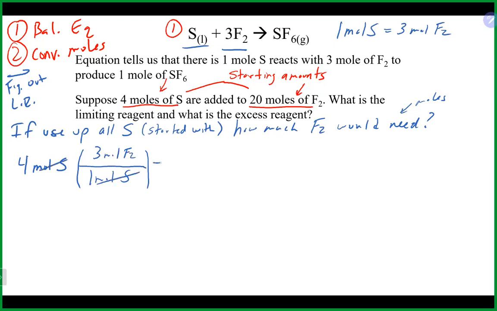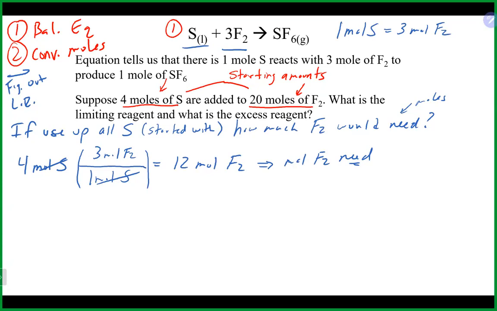The moles of sulfur cancel, and I would end up with 12 moles of fluorine. That is how many moles of fluorine I need to use up all of my sulfur. First off, any question on the very small calculation there? All right, so what do I do with that number?